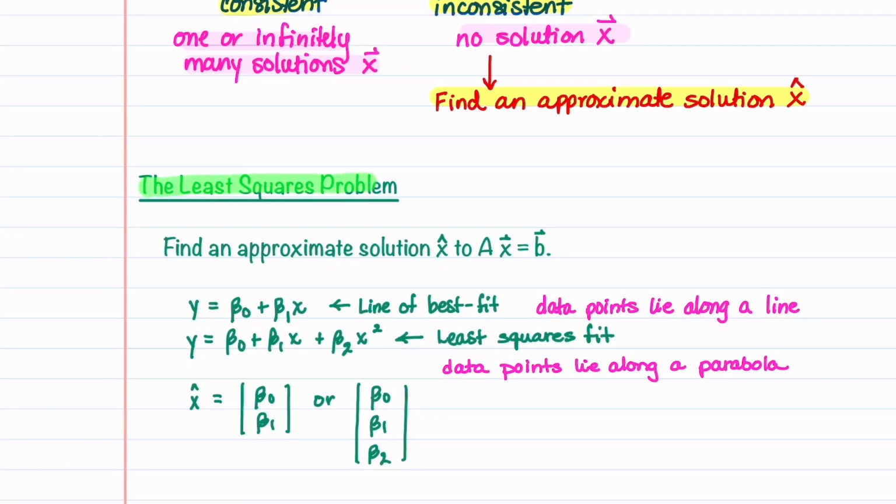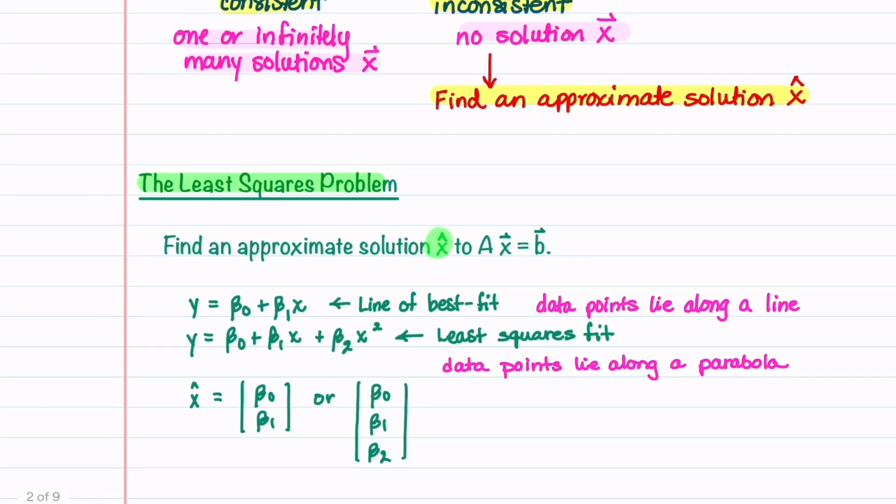The least squares problem is a problem where we're going to find an approximate solution x hat to Ax = b. Our solution x hat is going to contain the parameters beta 0 and beta 1, or m and b, just like we saw above. And these parameters are going to give us a line of best fit if the data points lie along a line, or what we call a least squares fit if the data points lie along a parabola.